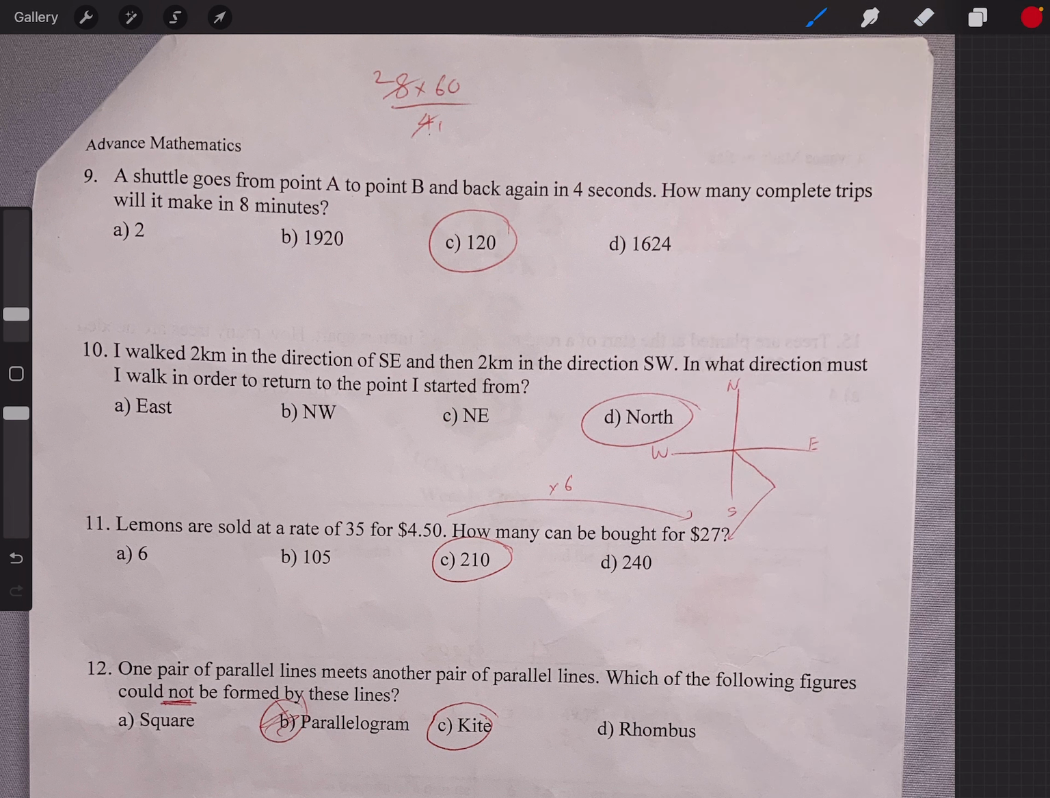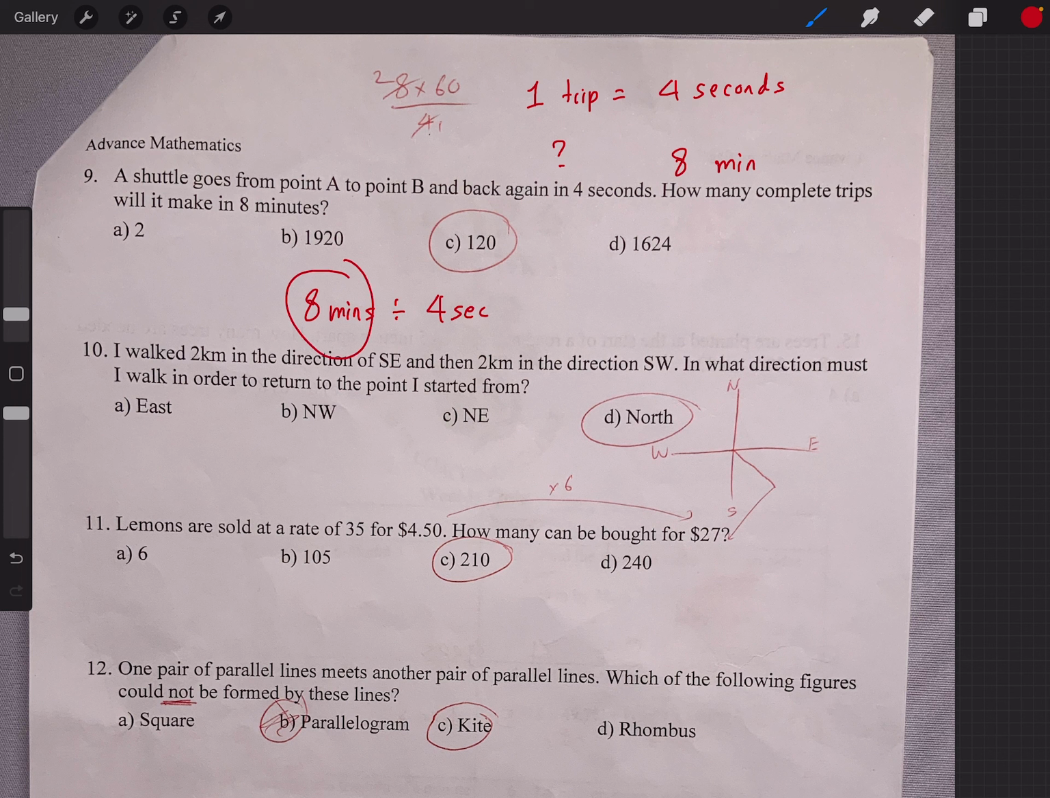Oh. So one trip is 4 seconds. How many complete trips will it make in 8 minutes? Okay, so you take 8 minutes. If you have 8 minutes, how many trips? So you just do 8 minutes divided by 4 seconds. Now it's very hard to divide like this, so we just change them both into seconds.